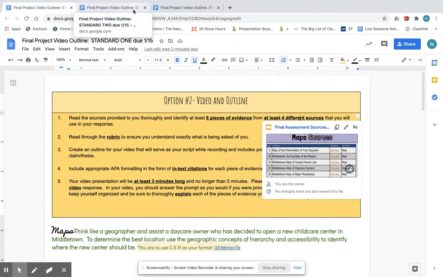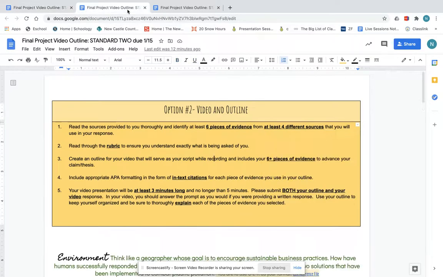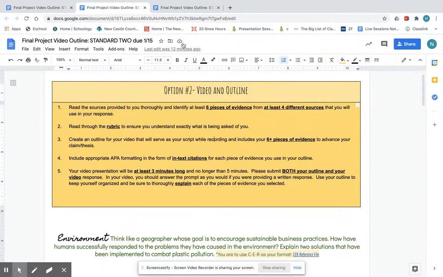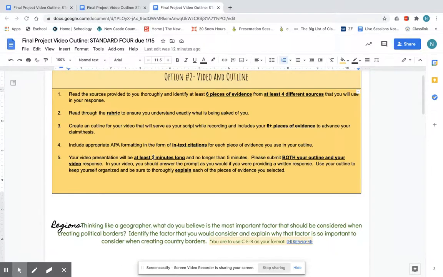There will be 3 prompts for this option. The first prompt focuses on maps, the second environment, and the last regions. The same prompts, just like for the written response. You will be picking one and completing the information on it to do the video.